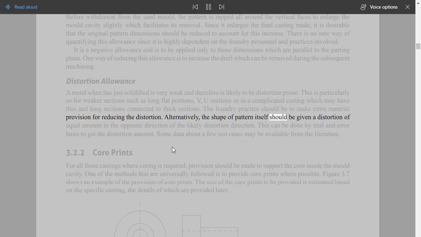Alternatively, the shape of the pattern itself should be given a distortion of equal amount in the opposite direction of the likely distortion direction. This can be done on a trial and error basis to get the distortion amount. Some data about a few test cases may be available from the literature.